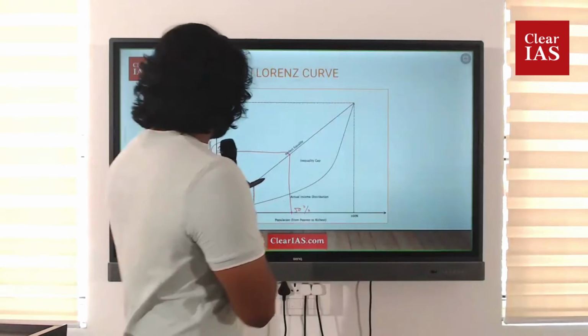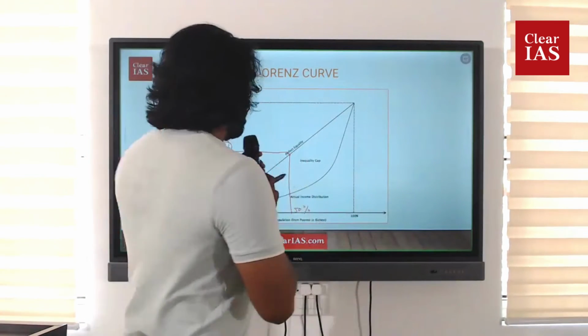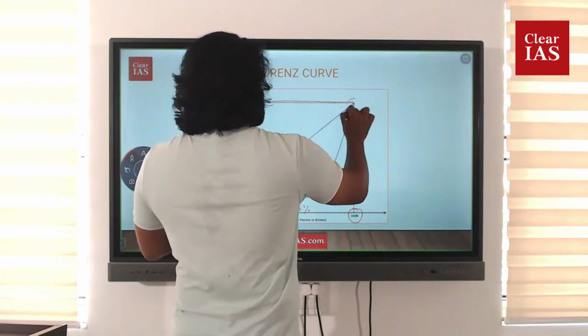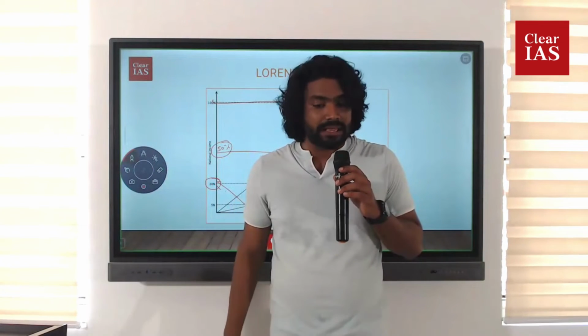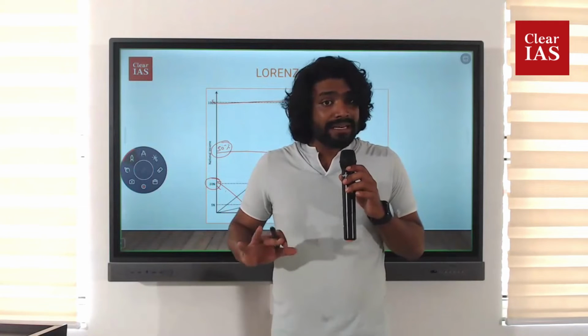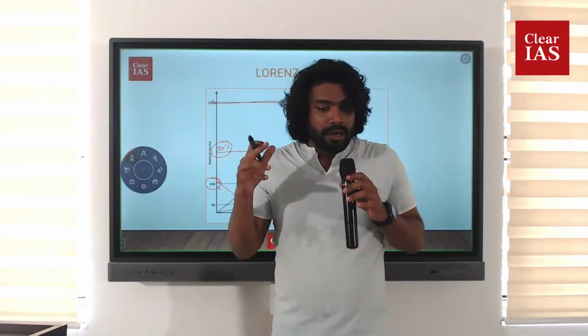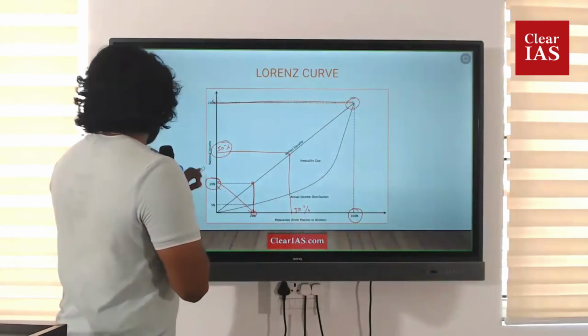Here, look at this. 100% of the population shares 100% of the wealth. There is equal distribution of wealth. Every person has equal wealth. That is the hypothetical perfect equality curve, a straight line at a 45 degree angle.